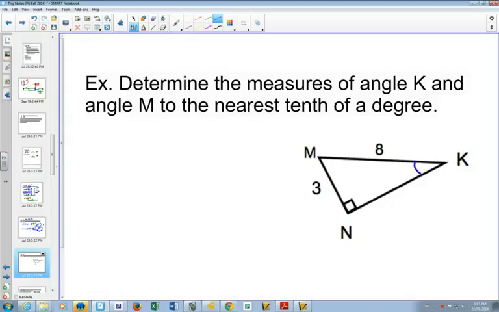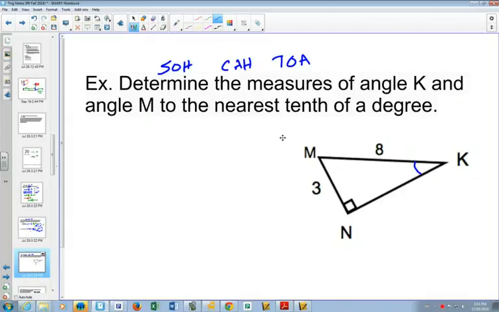Here's angle K. So what's going to often happen in a question where you have to solve something is you're going to have options. You won't know whether you want to use sine, cosine, or tangent. So you have to look at what you're trying to find. In this case, we'll start with angle K, which I've labeled in blue there.